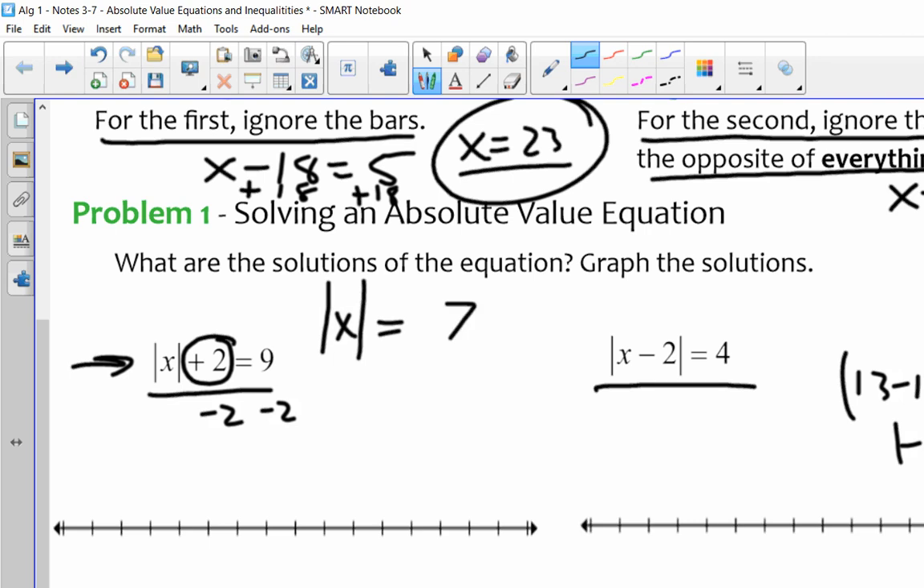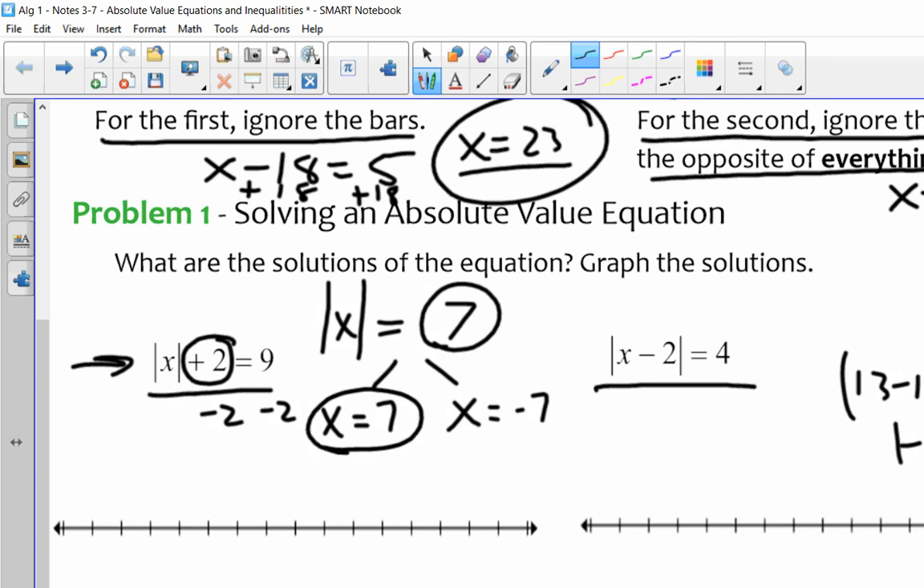Okay, now I'm going to get two equations. Ignore the bars, so I get x equals 7. Well, nothing left for me to do. So there's one of my answers, but I got to get two answers. The second one, ignore the bars, okay, but everything outside the bars, do the opposite. So I make it a negative 7. So that was a pretty easy question, but we had to remember to isolate it, okay.